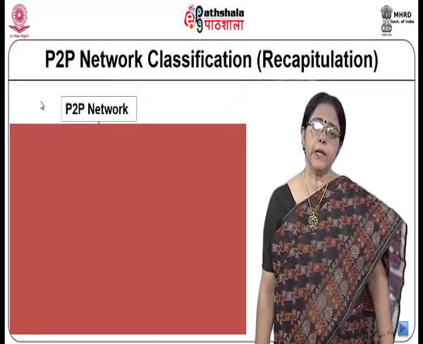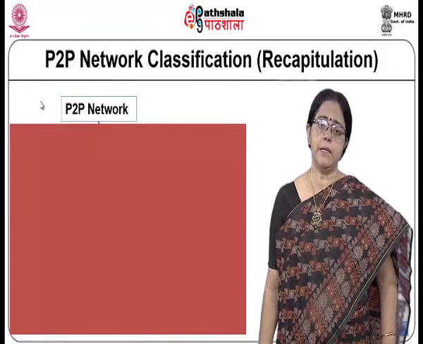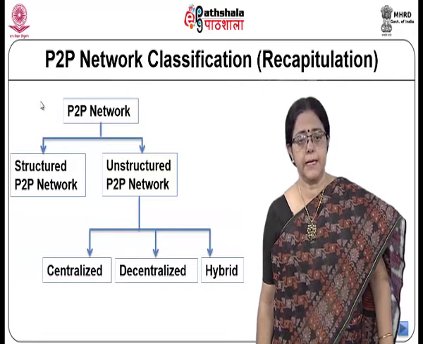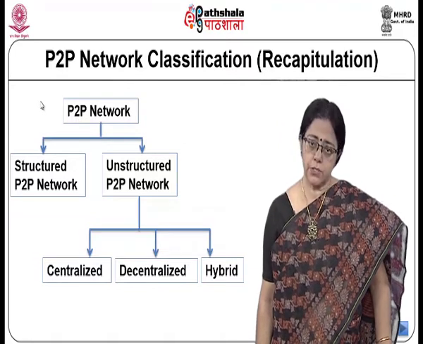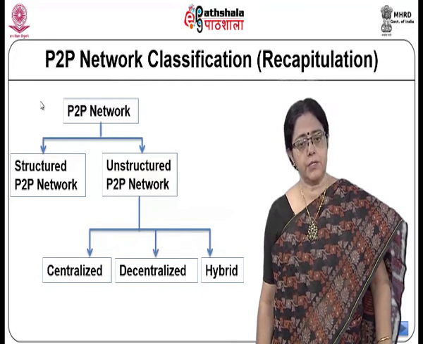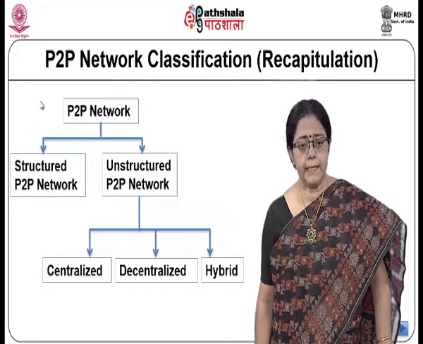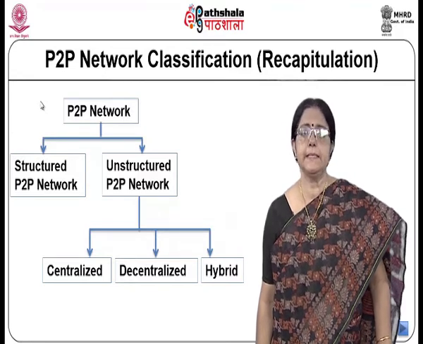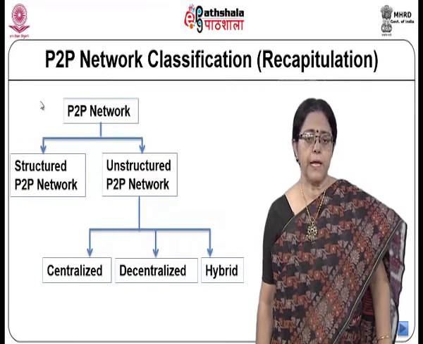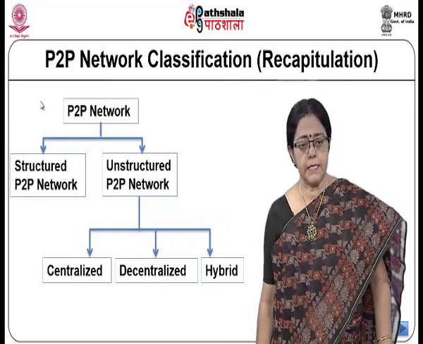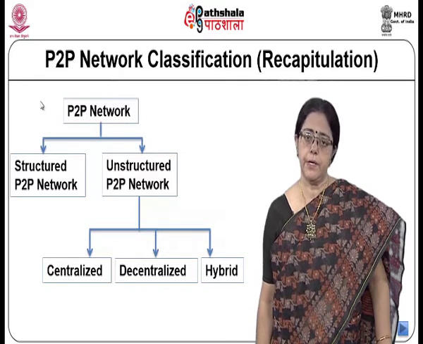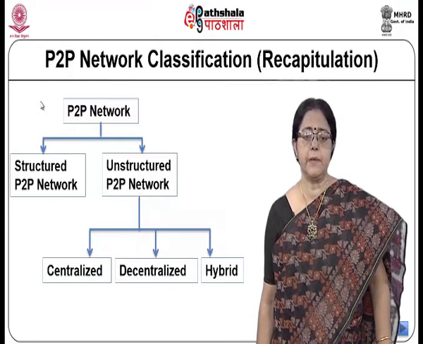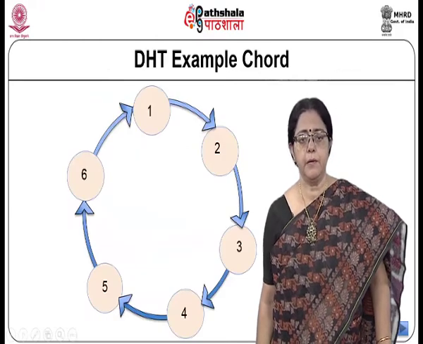So, let us quickly look at the classifications that we learnt in the earlier module. First is the P2P architecture. In that we said there is a structured P2P and there is an unstructured P2P, and in the unstructured P2P we saw that there are three types: centralized, decentralized and hybrid. So, in this module we will look at an example of how the structured one works. Then we will look at an example each of centralized, decentralized and hybrid peer-to-peer.